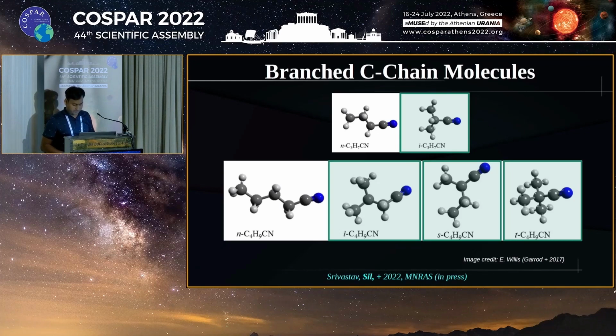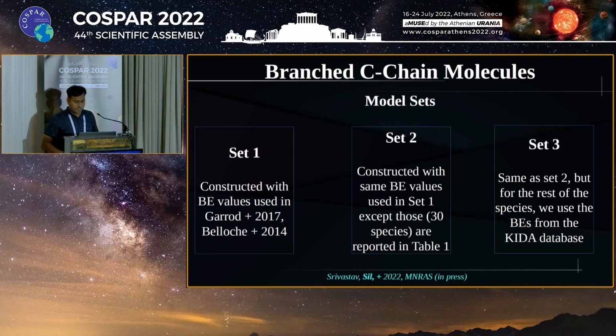For the modeling, we used three sets of binding energy. Set 1 is constructed with the binding energy values used in the literature. Set 2 is constructed with the same binding energy values used in set 1, except for those 30 species reported in Table 1. You can see this paper, which will be published very soon. It is already accepted in MNRAS.